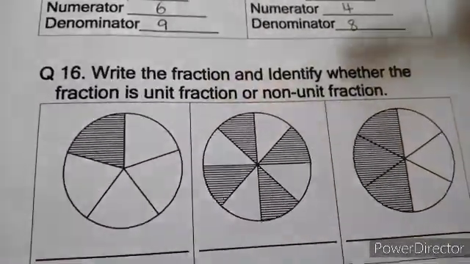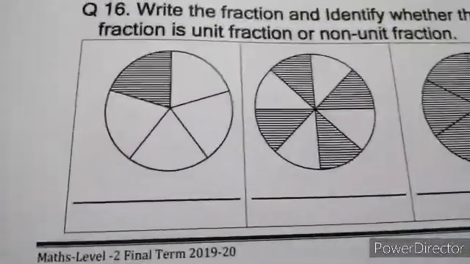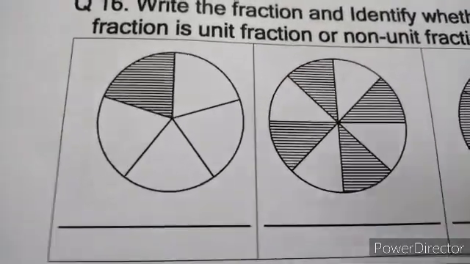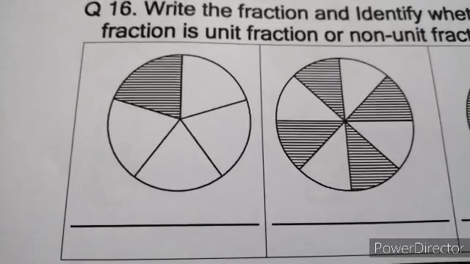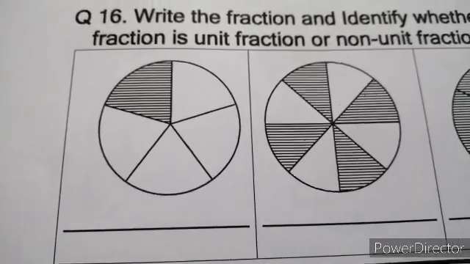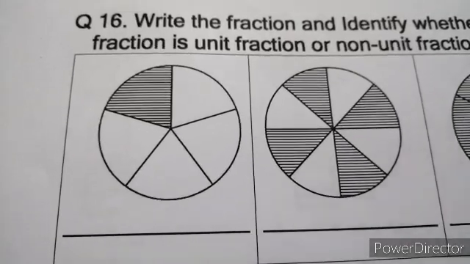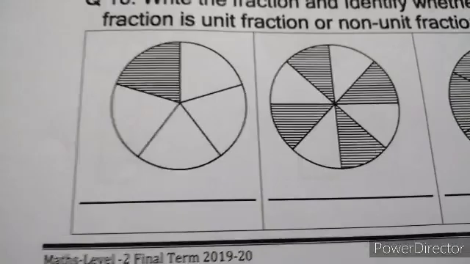Now write the fraction and identify whether the fraction is unit or non-unit. What is a unit fraction? All fractions which have numerator 1 are unit fractions, and all fractions that have numerator more than 1, like 2, 3, 10, 13 etc., are non-unit. So if it is 1 we have to say unit. If it's not 1 we have to say non-unit.